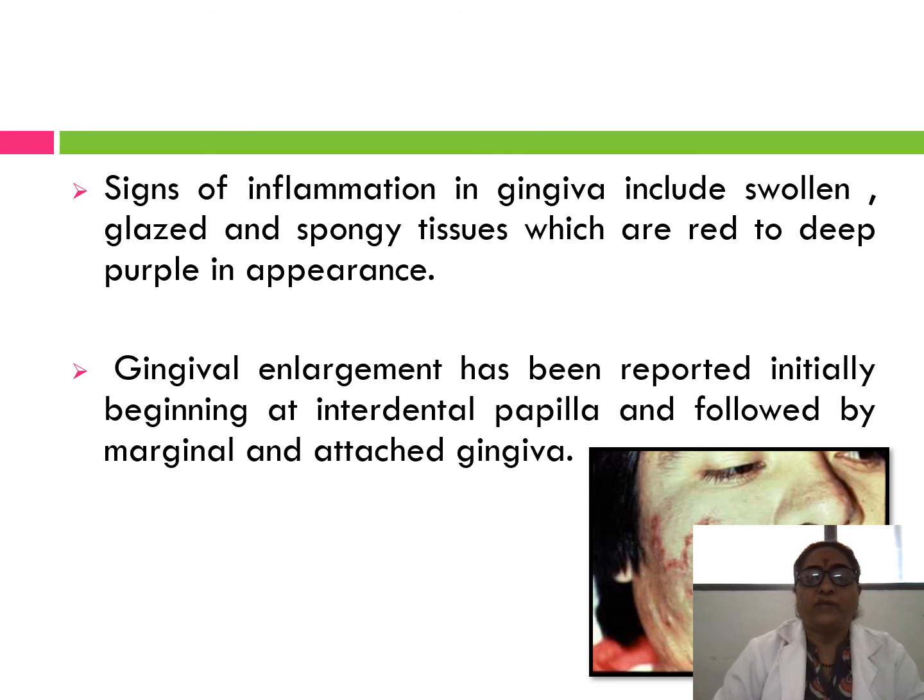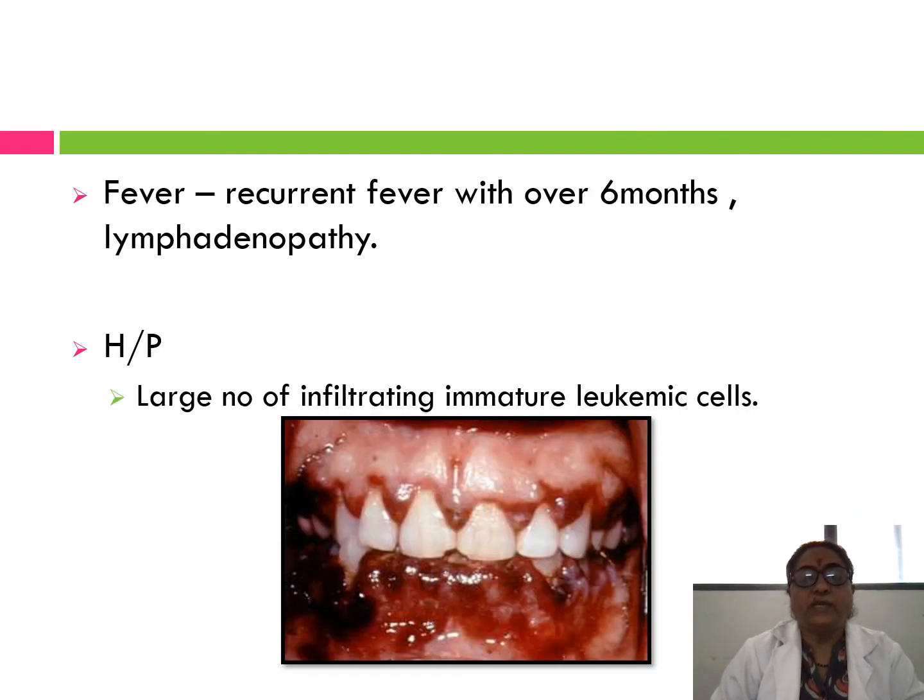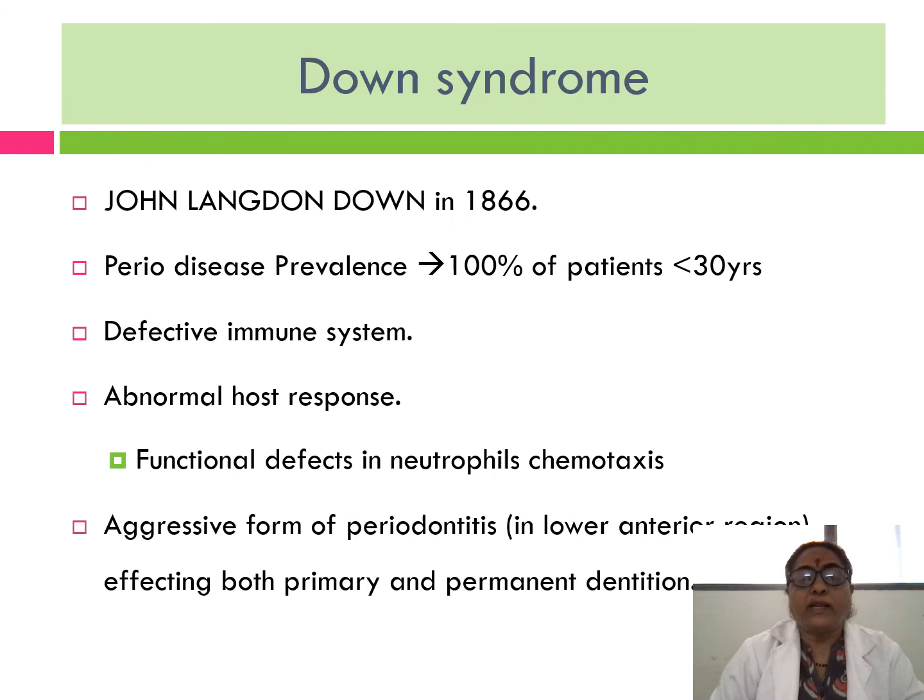Gingival involvement has reportedly begun initially in the interdental papilla, followed by the marginal gingiva. Now in the picture you can see fever, recurrent fever for 6 months, lymphadenopathy and a large number of infiltrating immature leukocytic cells. Another condition is Down syndrome, which is very common in children, where you come across a defective immune response.